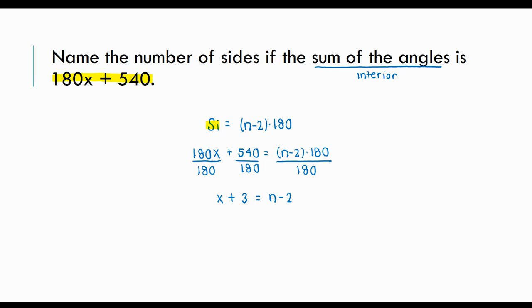So to find the number of sides, I got to get n by itself. The last step to get n by itself is to add 2 to both sides. So n is going to equal, if I combine my like terms, it's the numbers that I want to combine. I still have an x. 3 plus 2 is 5. So it looks like x plus 5 would be the number of sides in this particular problem.